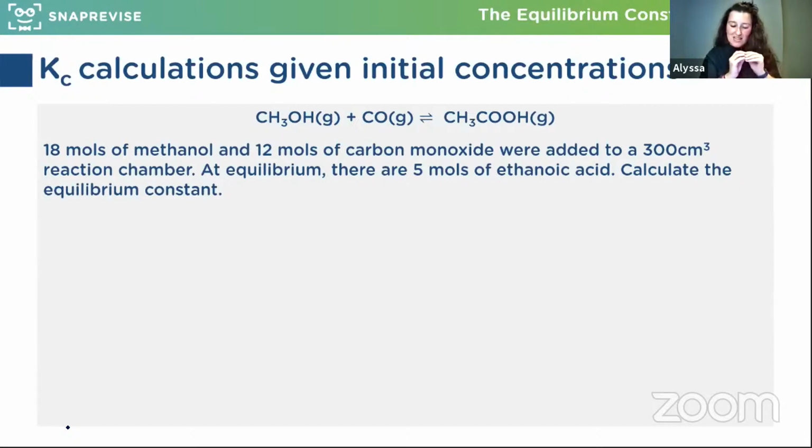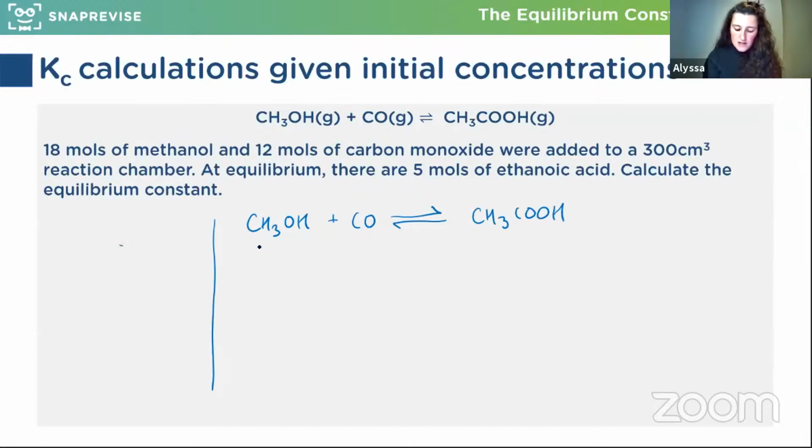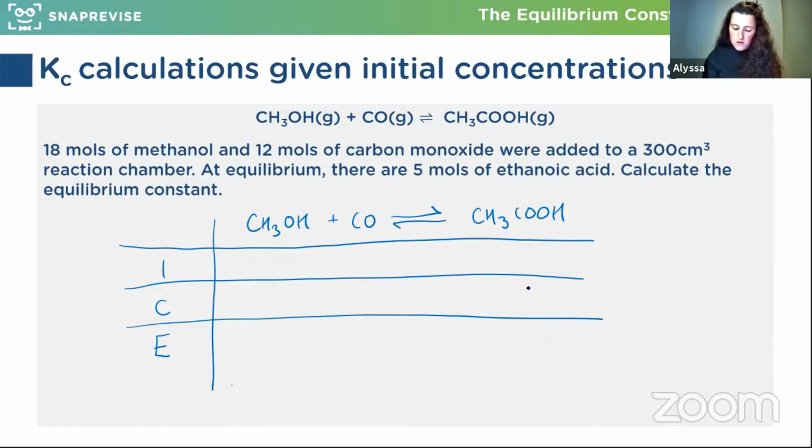Yes, so we're going to need an ICE table. At equilibrium, there are 5 moles of ethanoic acid produced. Calculate the equilibrium constant. So we're going to need an ICE table. The way that I tend to set these out, and I'm going to annoy myself and take up loads of space, but it's easier to see this way, is write out your equation, or if it's given in the question, you can just write below it. That's also useful. And then we can write ICE. What does ICE stand for?